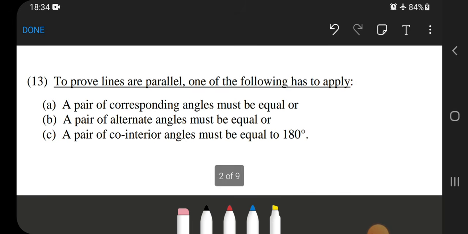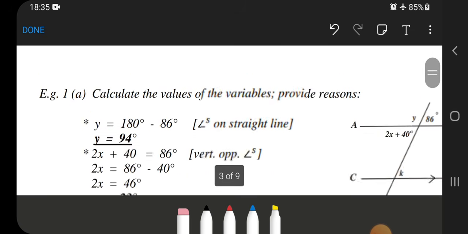To prove that lines are parallel, one of the following must apply: a pair of corresponding angles must be equal, or a pair of alternate angles must be equal, or a pair of co-interior angles must add up to 180. That is how we know that these lines are actually parallel.